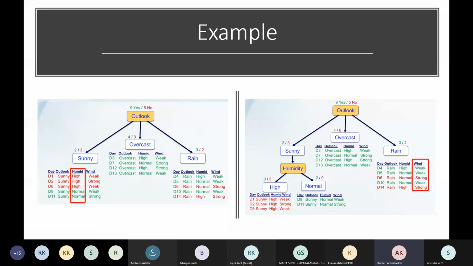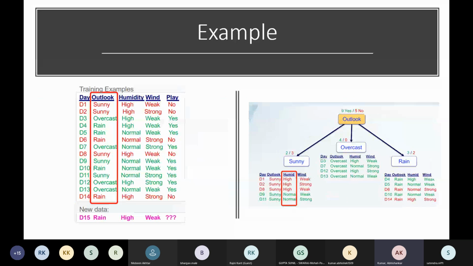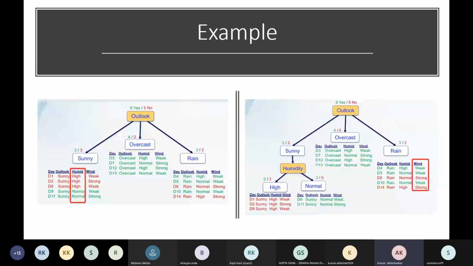Understood? Shall we move on? This is very simple actually. Then we will define it mathematically, how actually we'll split the data, what the condition will be, and what we want to achieve actually.